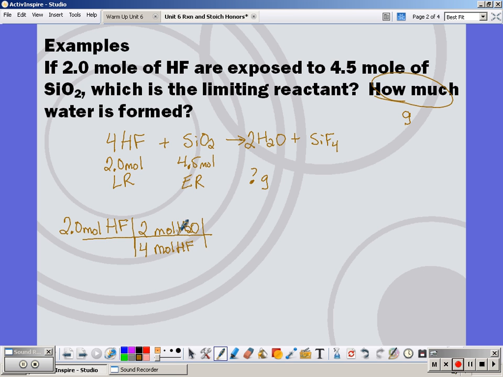So now I'm at moles of water, but I don't want moles of water, I want grams of water. So now I'm going to convert moles to grams. So 2 hydrogens and an oxygen has a molar mass of 18. That's for every 1 mole. So now I'm at grams of water, so I'm done, and I'm going to multiply and divide, multiply and divide. So I have 18 grams of water.